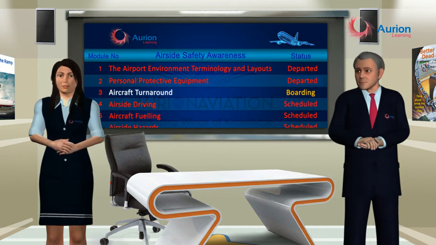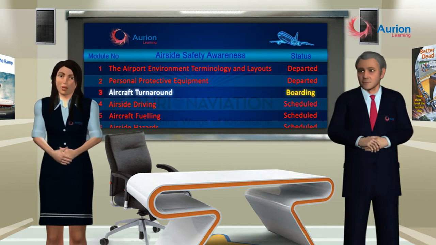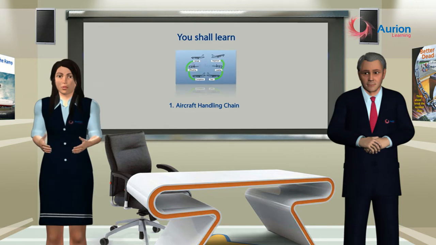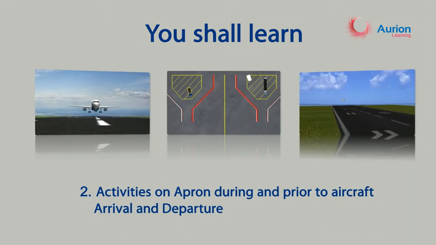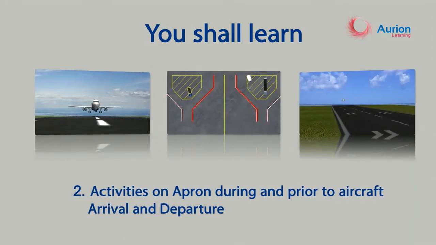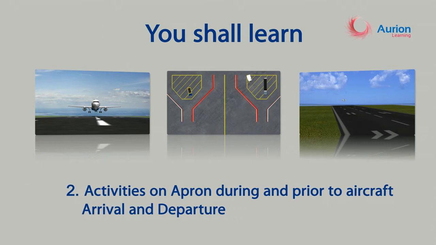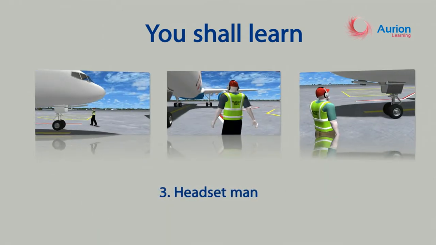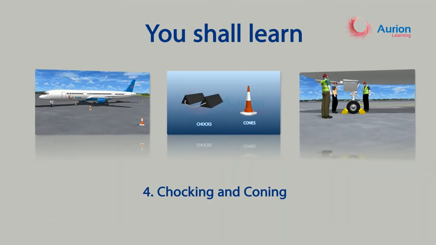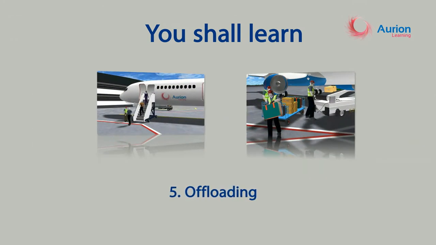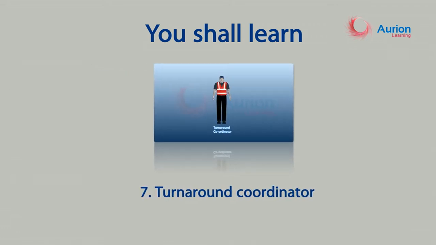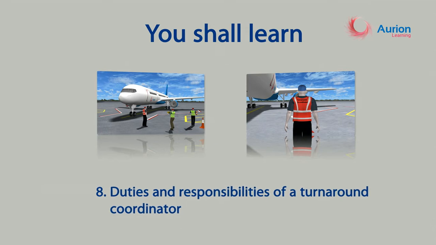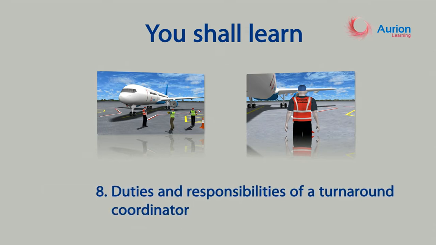Let us now begin with Module 3, Aircraft Turnaround. In this module, you shall learn about: 1. Aircraft handling chain. 2. Activities on the apron during and prior to aircraft arrival and departure. 3. Headset man. 4. Chocking and coning. 5. Offloading. 6. Onloading. 7. Turnaround coordinator. 8. Duties and responsibilities of a turnaround coordinator.